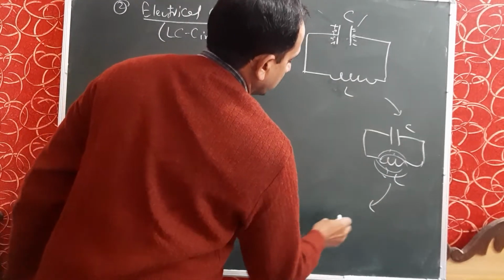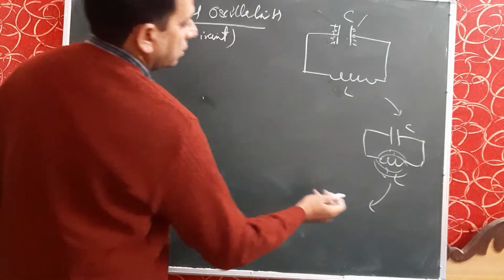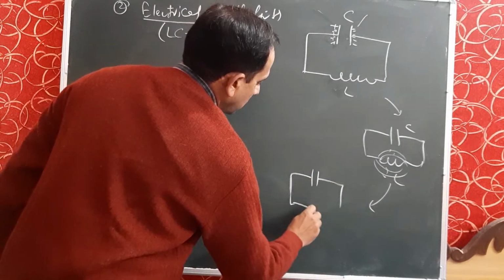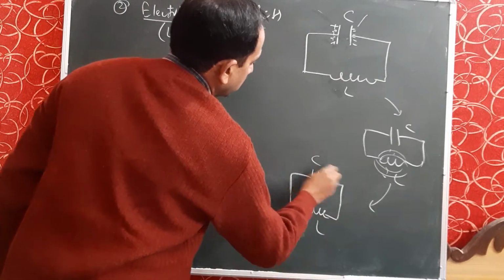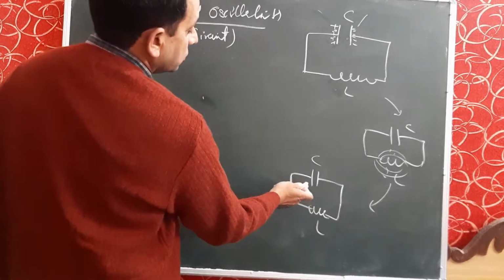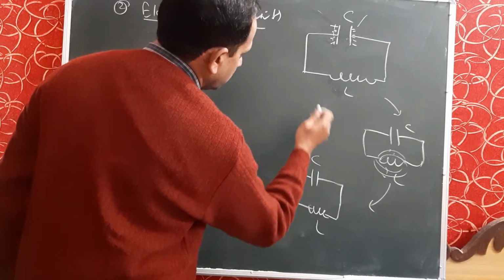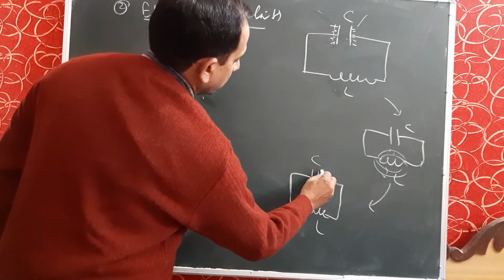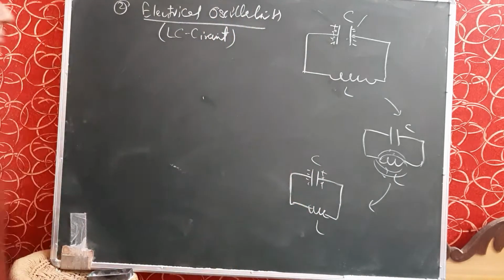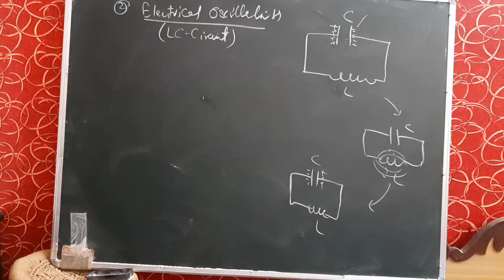Then after some time, due to induction, the capacitor is again charged and the inductor is again discharged, but in the reverse order. So it is plus, it is minus, opposite to the earlier case. Why is it opposite? Because in the case of an inductor, the induction is produced in the opposite direction.